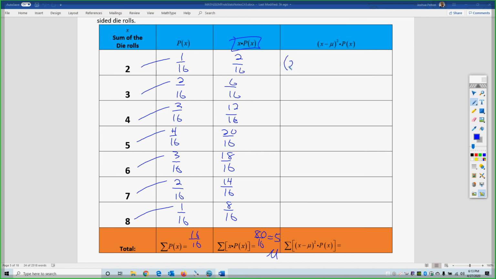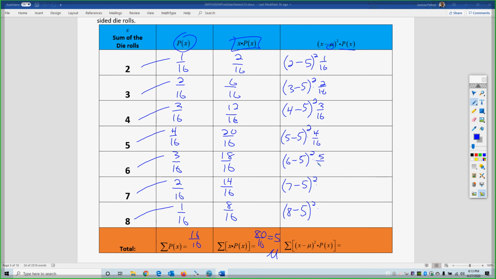So if I go to here, I have 2 minus, 3 minus, 4 minus, 5 minus, 6 minus, 7 minus, and 8 minus. And it says the mean, which in this case is 5, squared all the way up, times the probabilities, which we have from over here, right? Probabilities, we have 1/16, 2/16, 3/16, 4/16, oh, that's not 5, it's 3/16, I apologize. 3/16, 2/16, and 1/16.